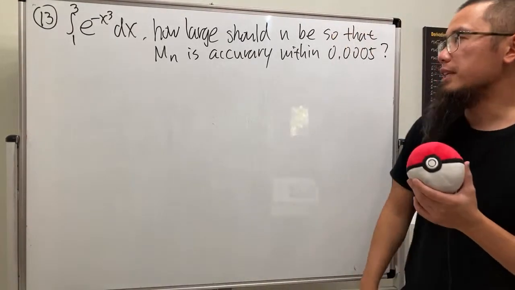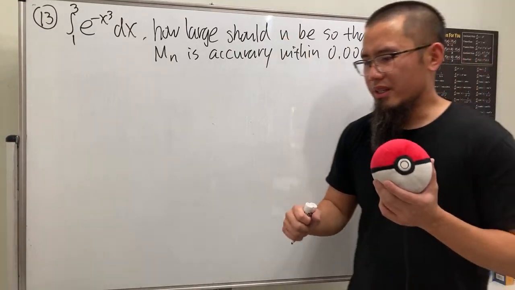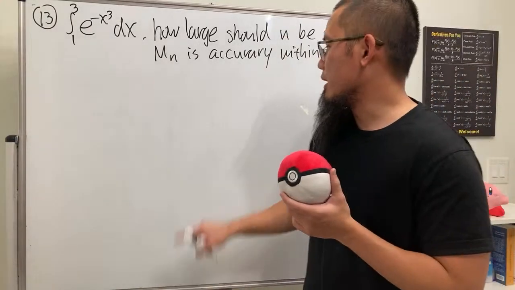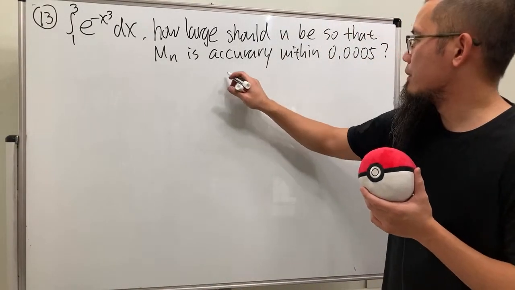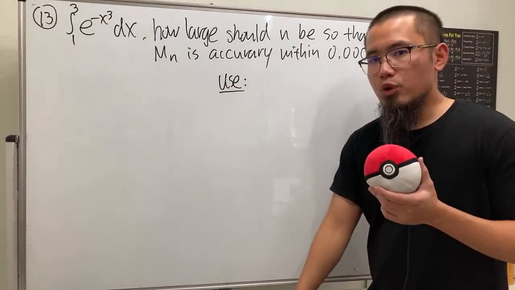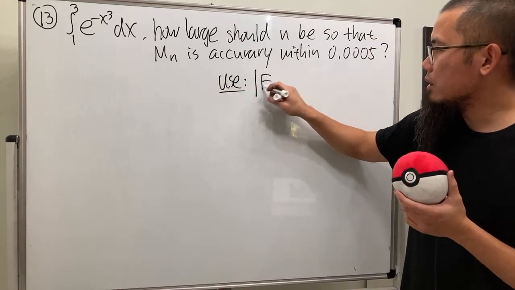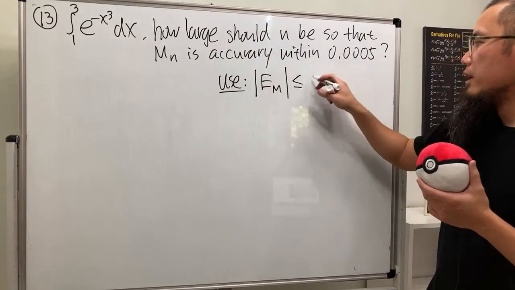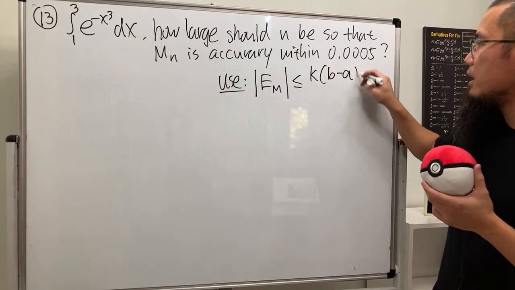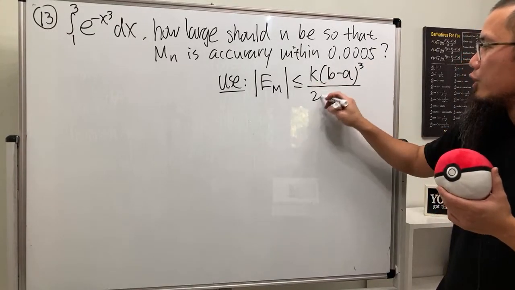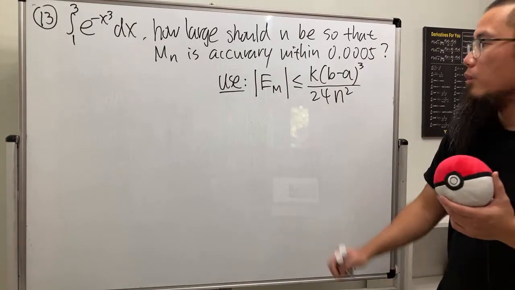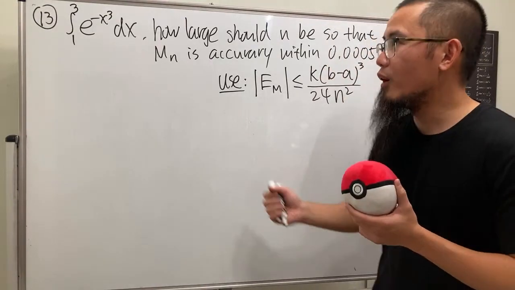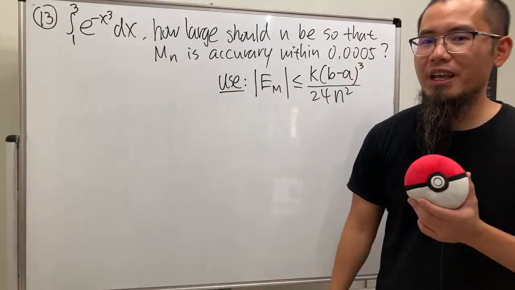And whenever the question is asking how large should n be, or it deals with the error bound, right? Just of course the error bound formula. So let me write that down for you guys. This is what we are going to use right here. The error bound formula says the absolute value of the error when you use the midpoint rule is less than or equal to k times b minus a raised to the third power divided by 24n squared. Well, what is k? K is going to be the maximum value of the absolute value of the second derivative of this. So we are going to find out k on the side here.